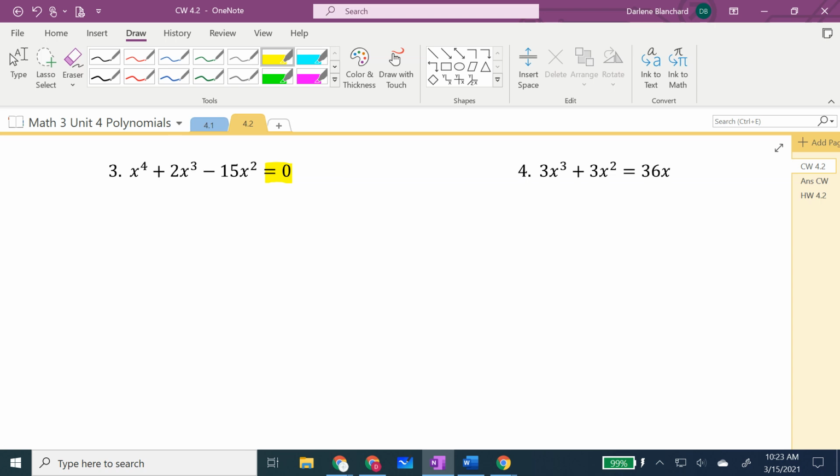So once it's equal to 0, you should notice that you have x's in each term, and the smallest exponent on all of them is a 2. So all of them can be divided by an x squared. So when you factor that out, realize that you're dividing by x squared. So x to the 4th divided by x squared, 2x cubed divided by x squared, minus 15x squared divided by x squared.